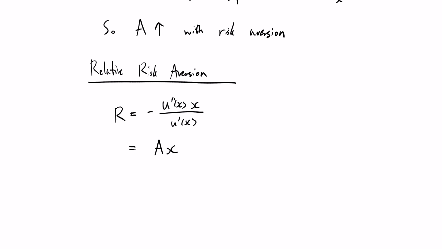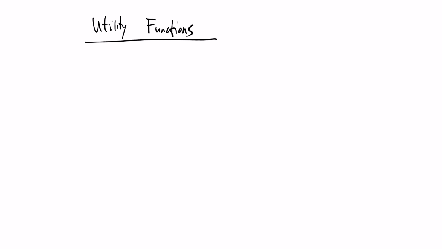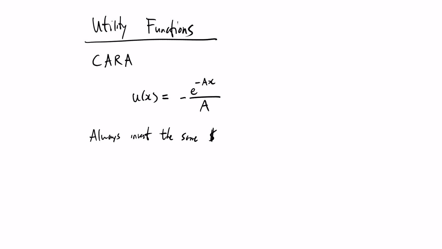Okay, so utility functions. You have the CARA, constant absolute rate of risk aversion, utility, which is U(X) equals negative e to the negative A times X, over A. And it means always invest the same dollar amount in the risky asset regardless of wealth.